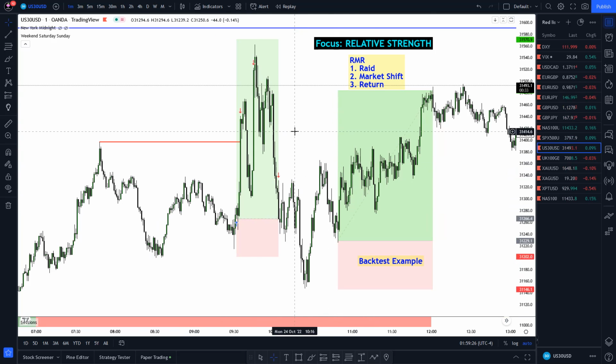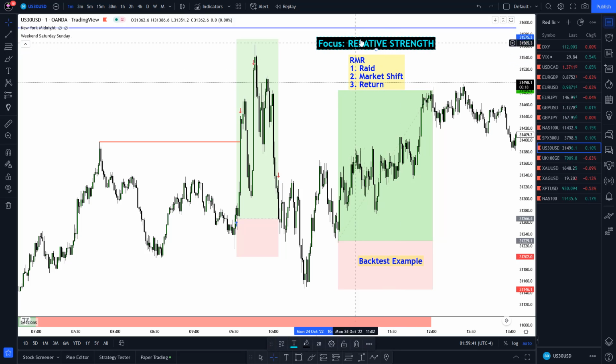Alright, so that covers this trade over here. So now I just want to move on to another example on how to use relative strength. And this backtesting example can be a very good demonstration for that.